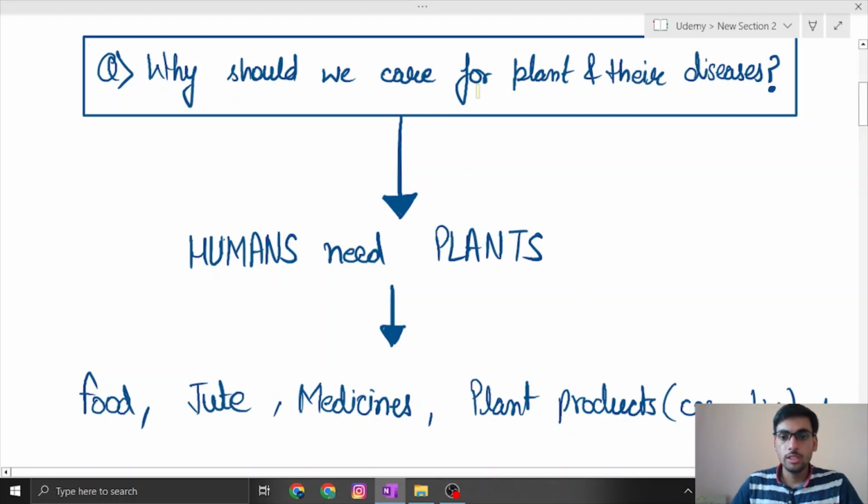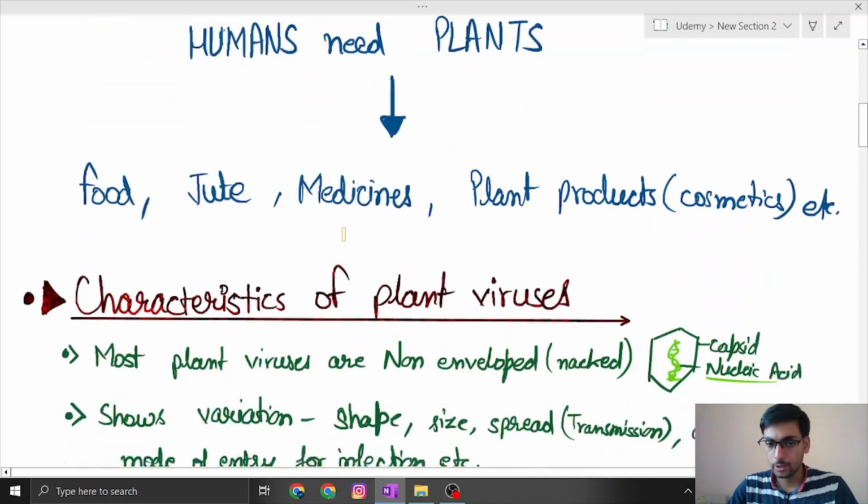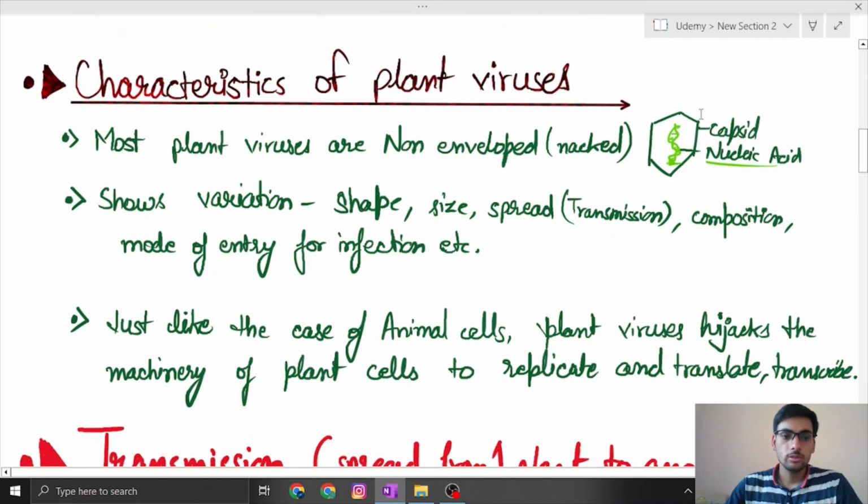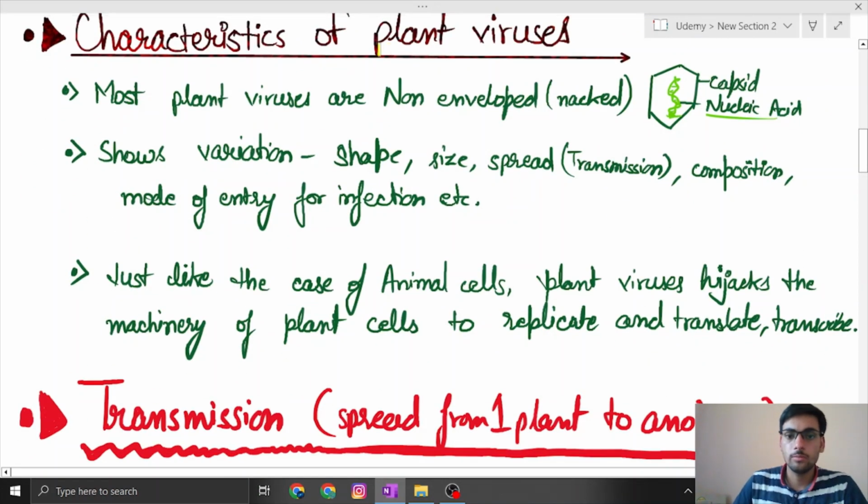Now, why should we care for plants? Because humans and plants are interdependent on each other. Humans need plants as a source of food, jute, medicines, and plant products like cosmetics, and other products, like bags and other stuff also. Now we will move to the characteristics of plant viruses.